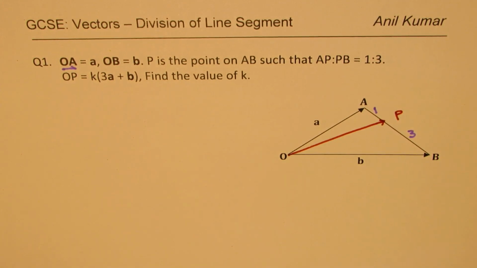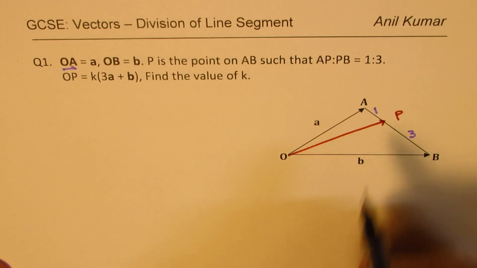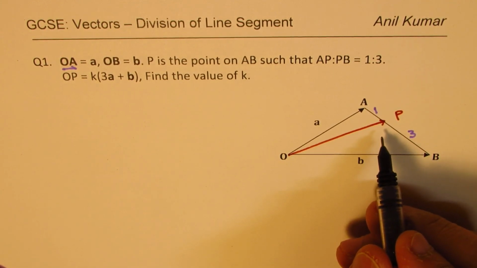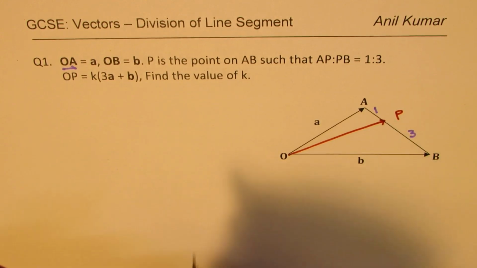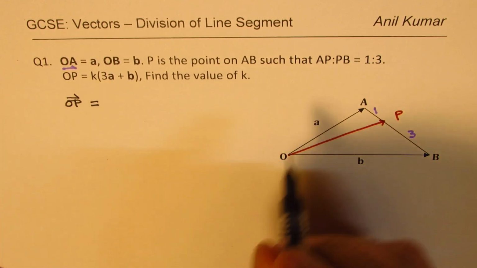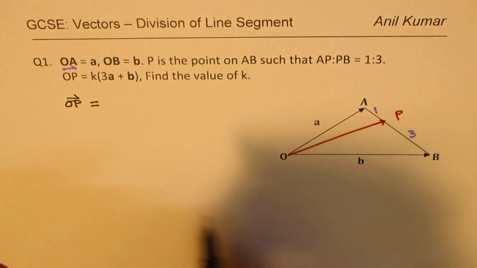You can always pause the video, answer the question, and then look into my suggestions. Now let us see how to find the OP vector. We'll go with the basic concepts of vectors and then figure out what OP is. We can see that the vector OP is a linear combination of OA and AP.